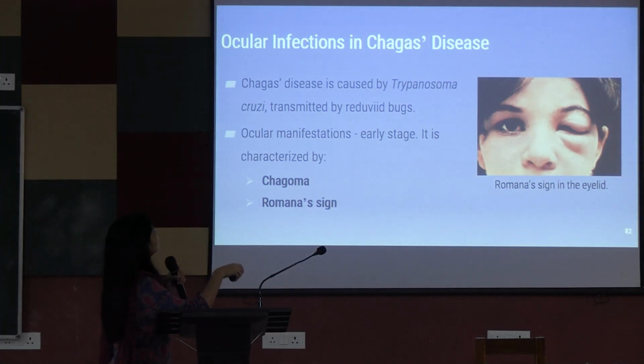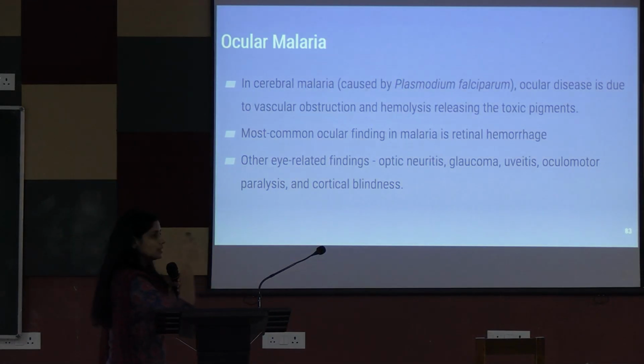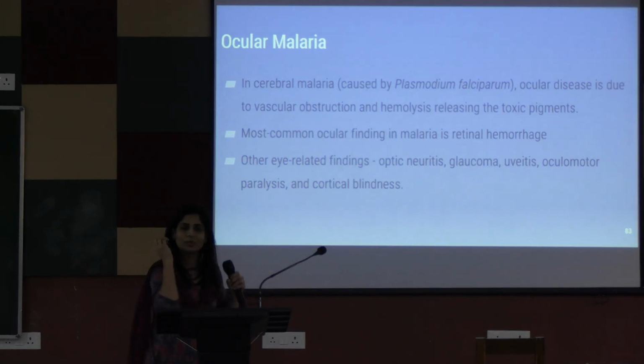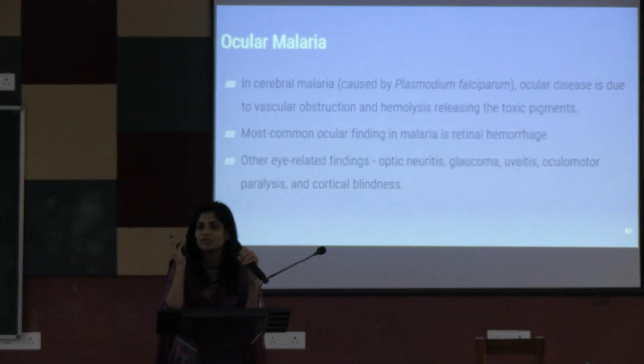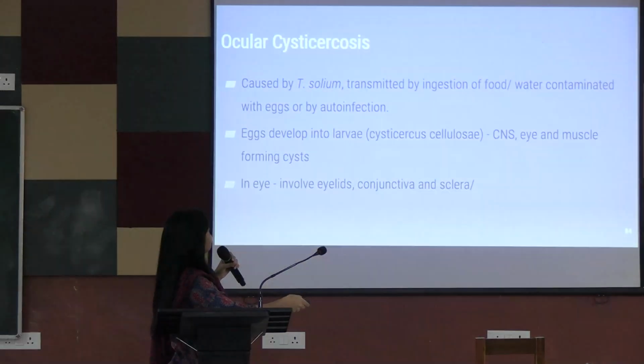This is due to Trypanosoma cruzi, which is transmitted by the reduviid bugs. Romaña's sign. This is a unilateral swelling of the eyelids. Okay, this is what you see in case of Chagas disease. Other than this, there is toxoplasmosis, where you see the ocular manifestations. There is malaria. What else is there?